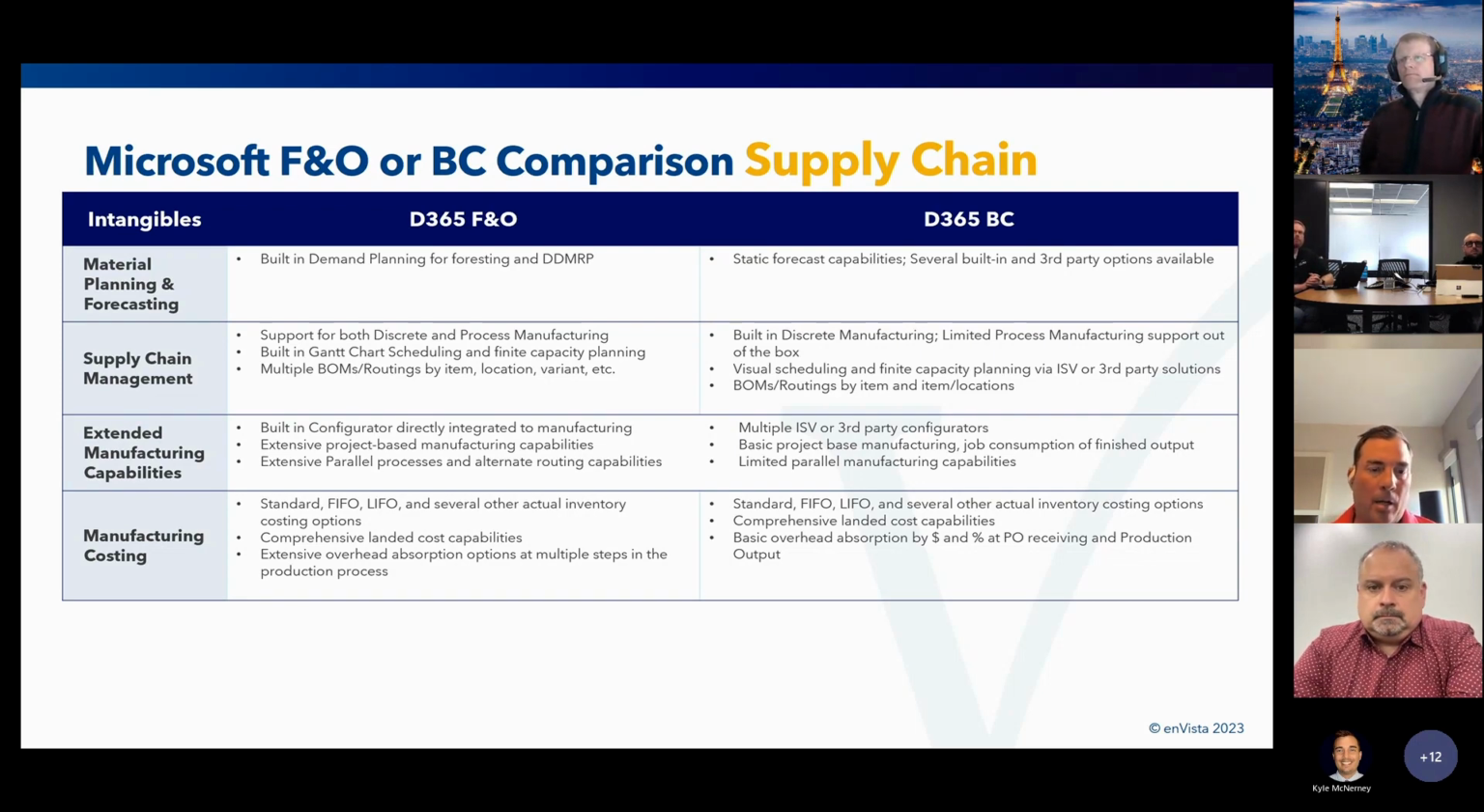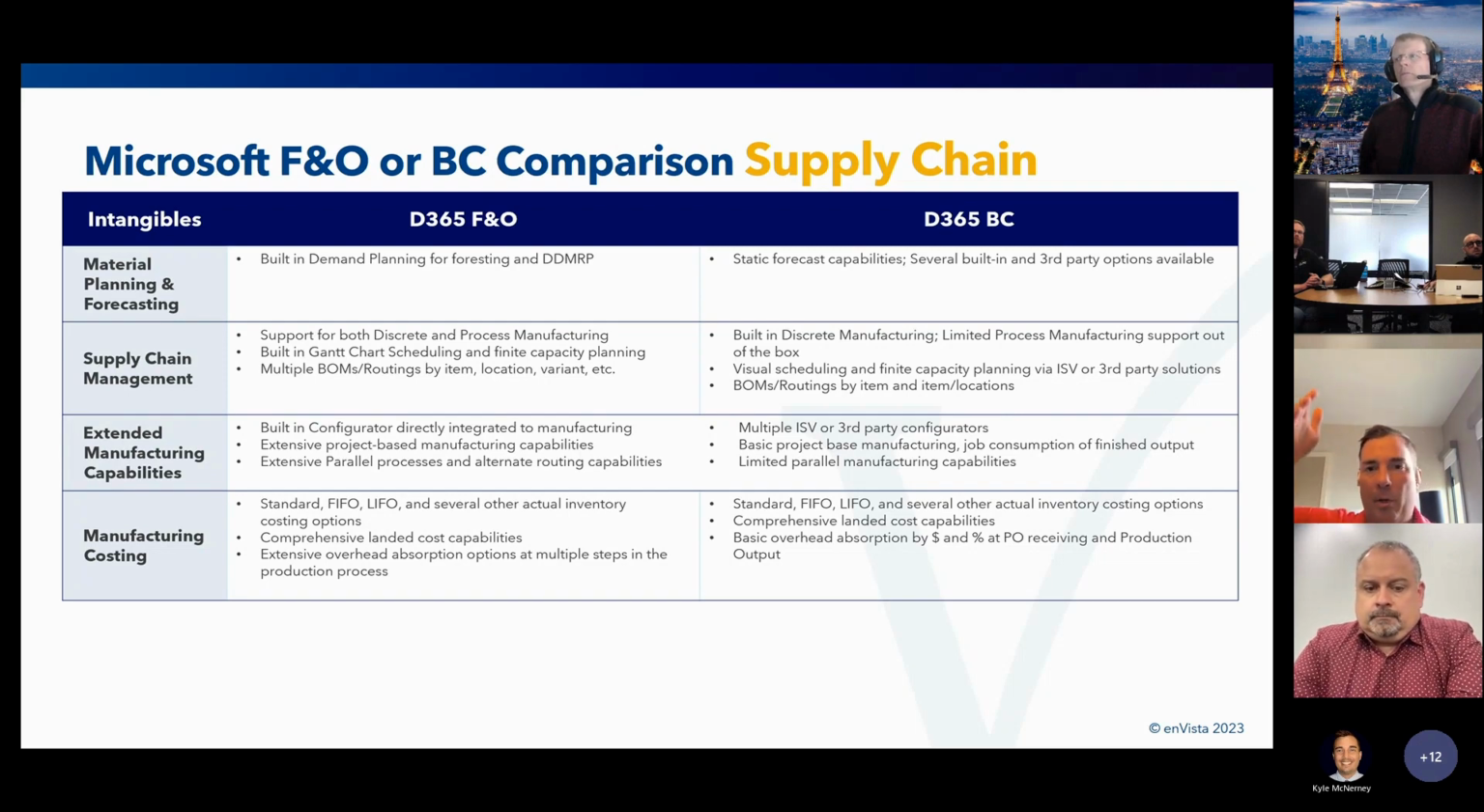Yeah. And on here, we actually just did an F&O or BC assessment with a customer, and one of the things that came up was they run lean manufacturing and Kanbans, and BC doesn't handle that out of the box, so they decided to go F&O. So there are things where you'll find that one adds something and the other doesn't.